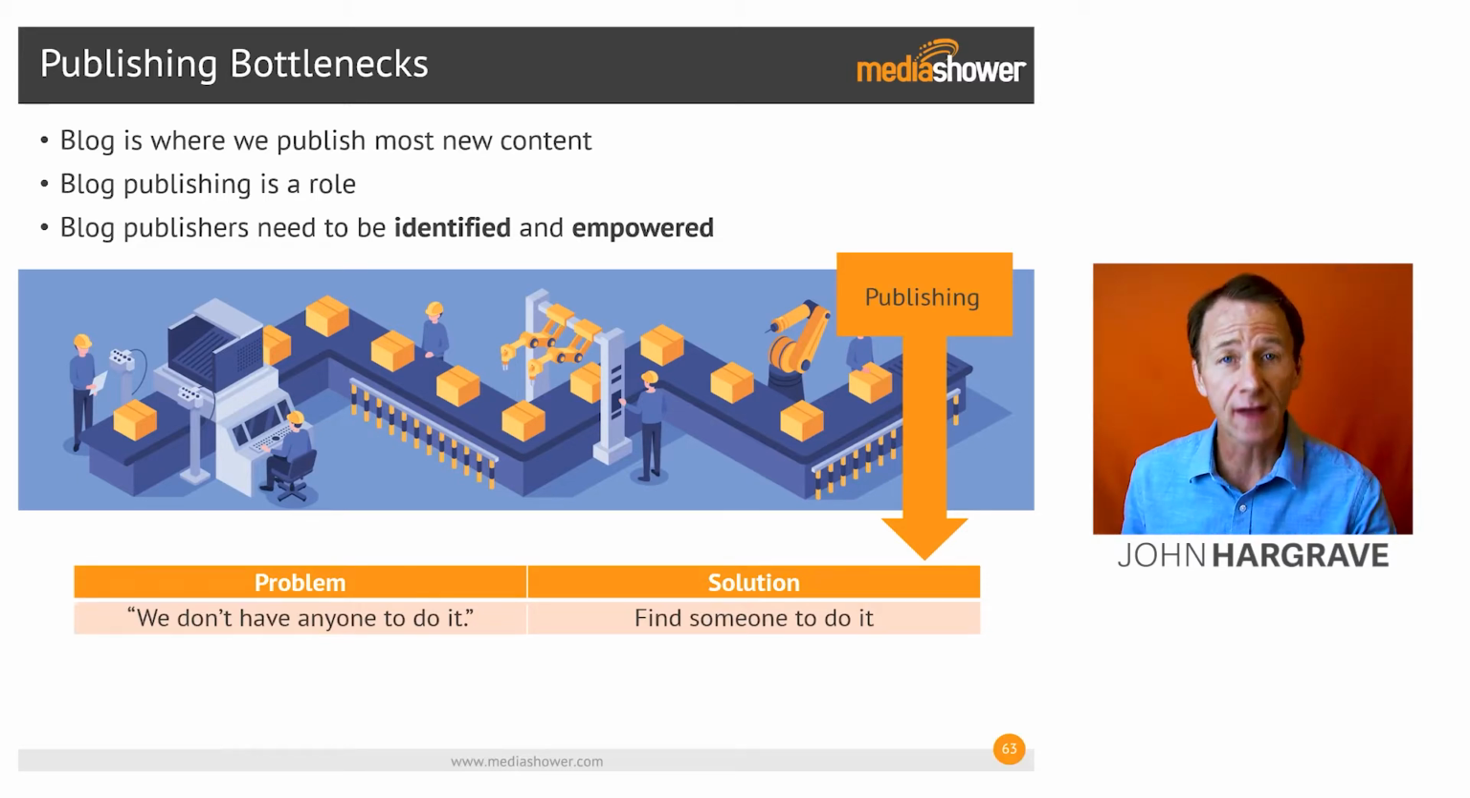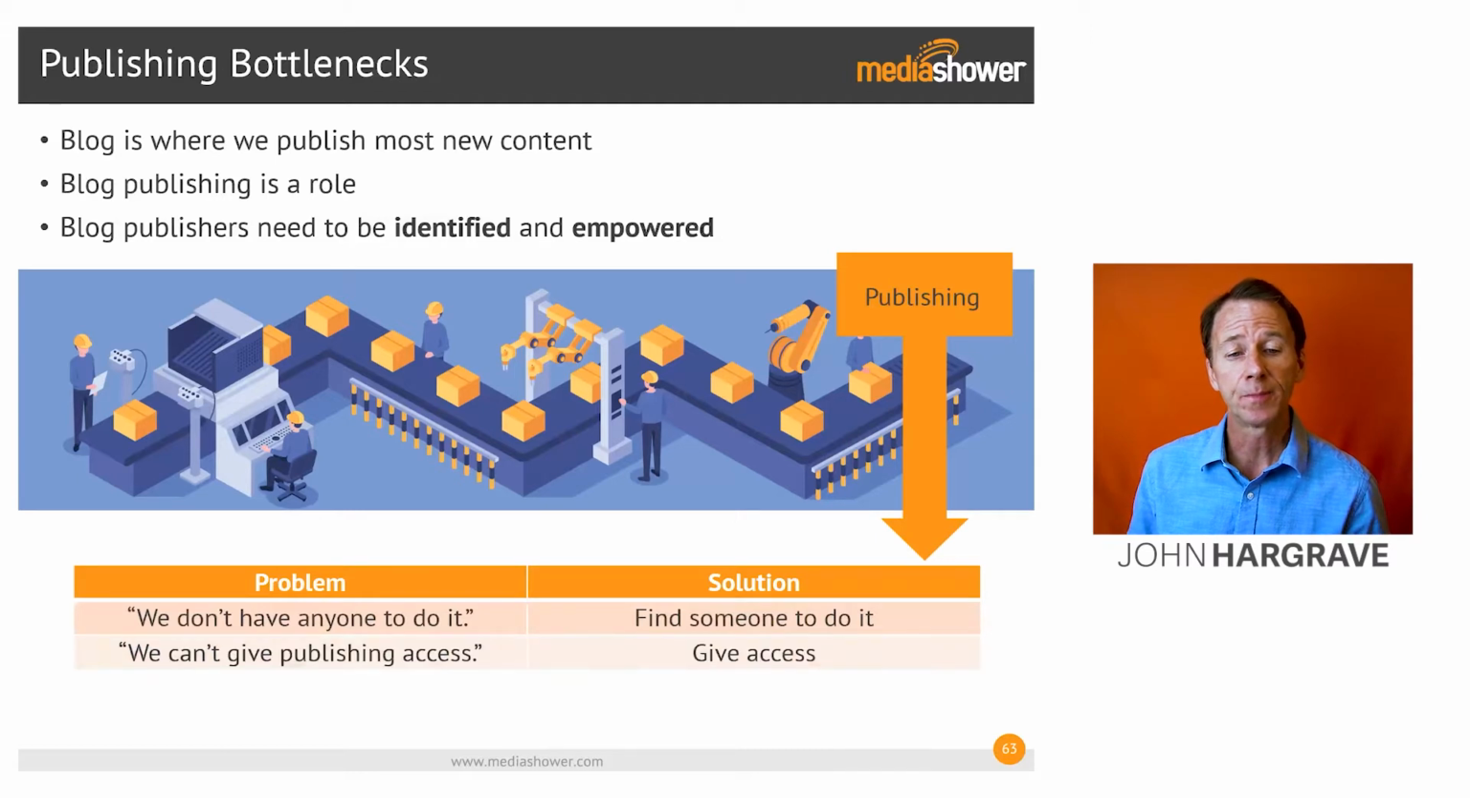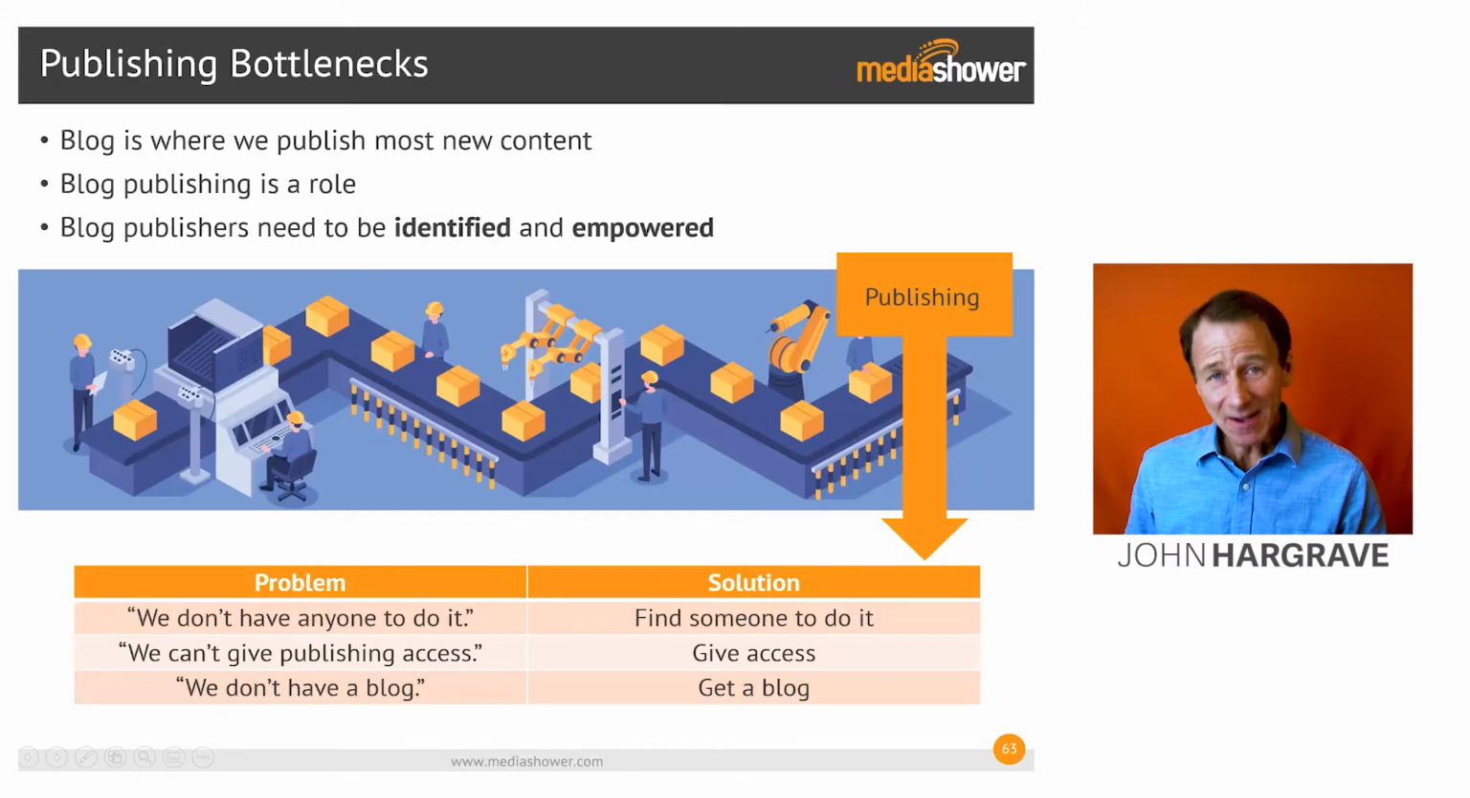Of course, we can provide that person, or you can provide that person, but somebody has to be identified and empowered. Many times it is because the technical team can't or won't give publishing access. And the solution here is simple: give access. There's always a way to give someone else access to publish to a blog. That's how blogs work. So figure it out. And then sometimes we'll see that clients simply don't have a blog. And the solution there is get a blog.